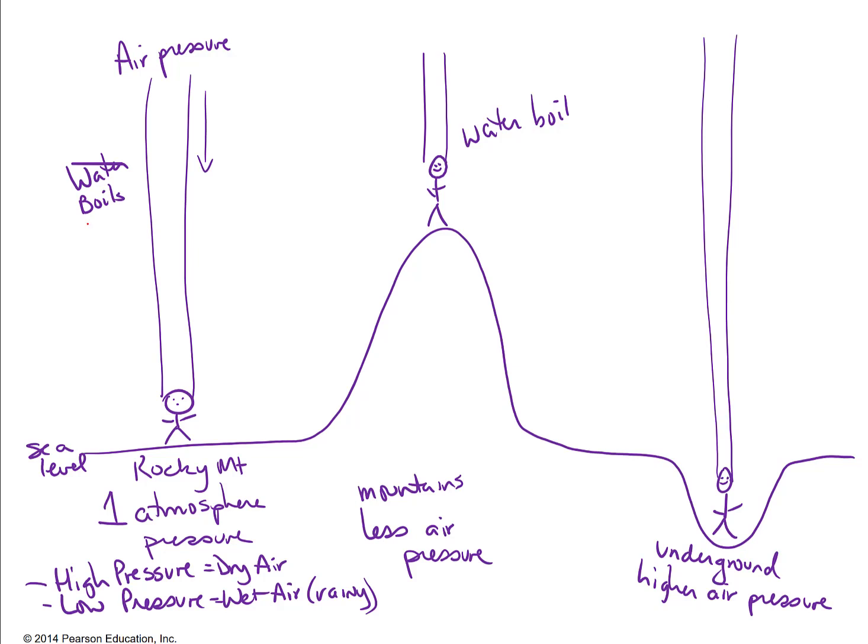Water boils at 100 degrees Celsius. Here, water will boil at like 94 degrees Celsius because there's less pressure pushing on that water, and so it becomes a gas with less energy. So water boils, and that can affect cooking. They'll have high altitude directions on some recipes and things like that.